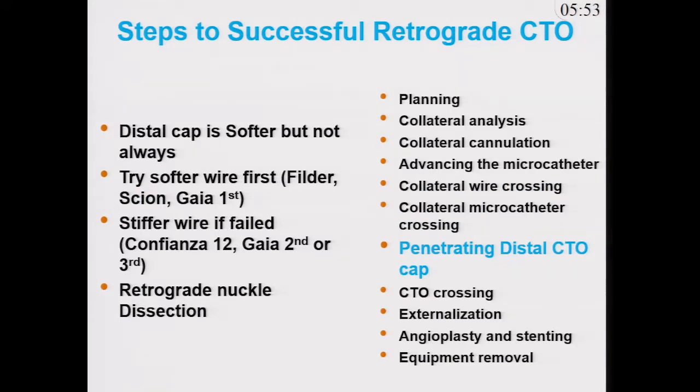After that, penetration. Here you have to remember the distal cap is usually softer than the proximal cap, and therefore you can use softer wires initially. If the softer wire will not work, then you're supposed to escalate to stiffer wires. Retrograde knuckle dissection is also an alternative.